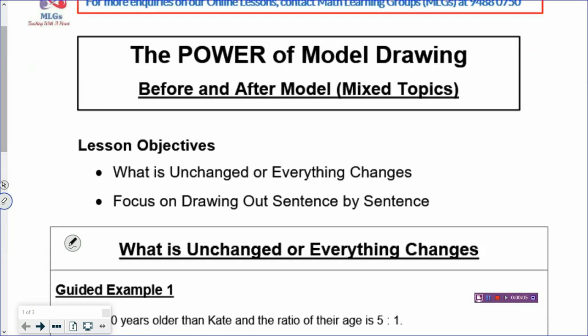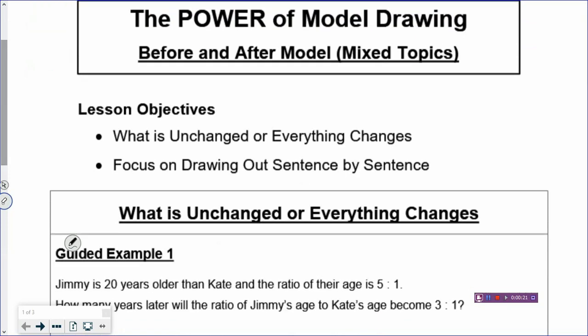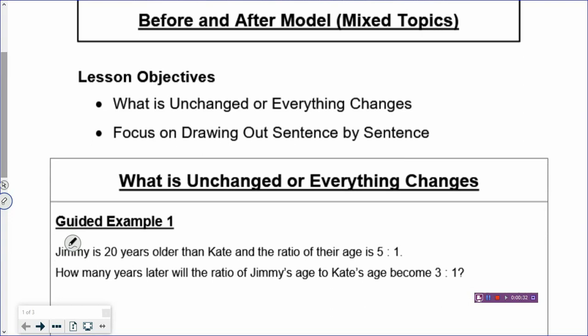Now today we are going to look at how we draw a before and after model. So it's going to be quite easy. Once again we are going to focus on drawing out the sentences. Every time there's a before and after problem, you need to ask a very important question: what is unchanged, or does everything change? When something is unchanged, there are three answers you have to think of: is one group unchanged, or is the total unchanged, or is the difference unchanged? Usually when something is unchanged, the model is easier to draw.